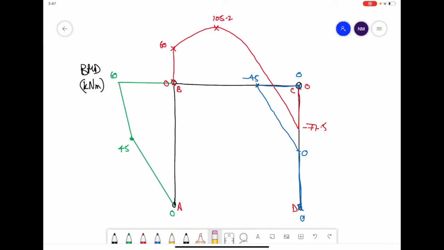Now, bringing together the 3 bending moment diagrams, all the units are going to be in kilonewton meters. We've got in green the bending moment diagram for member AB, in red the bending moment diagram for member BC, and in blue the bending moment diagram for member CD, bringing them all together, superimposing them on top of the original framework, and annotating the diagram with key values.